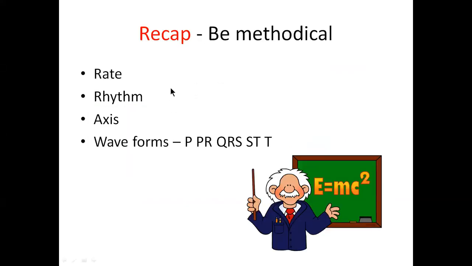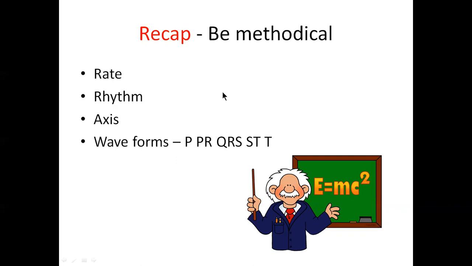So, just to recap, it's very important you follow this protocol and it's very important you practice. The first thing you see when you get an ECG is look at the rate. Next, you look at the rhythm. Third, you look at the axis. And then you look at lead 2 and start looking at the different waveforms. We talked about the P, PR, and QRS.